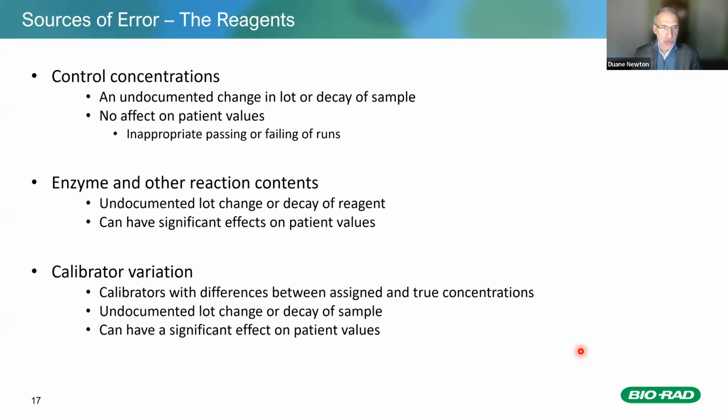We might have issues with enzymes or other reagent contents where an undocumented lot change or decay of reagents occurs. Those types of issues could have significant effects on patient values. There may even be some issues with the calibrators, where there's differences between the assigned value and the true concentrations that are being detected because of some degradation, or an undocumented lot change that is not recorded. So we're expecting one value, but really we're getting another. Again, the errors with calibrators can have significant effects on patient values.